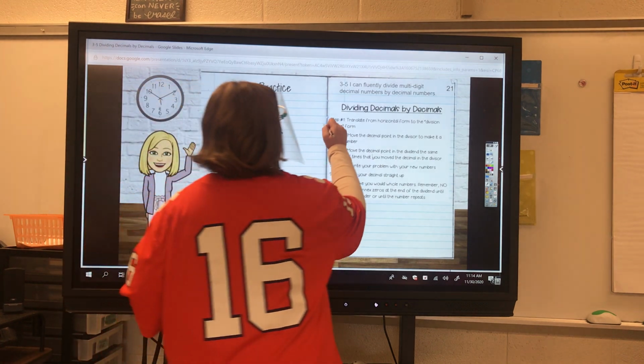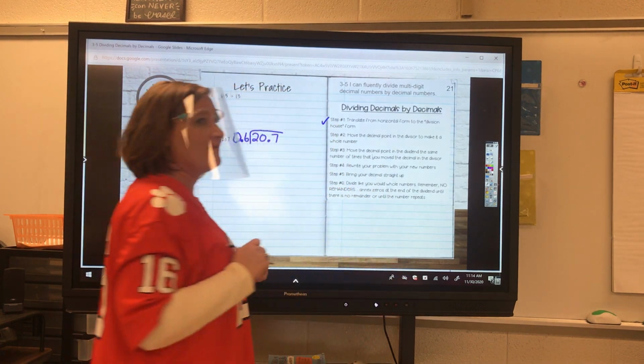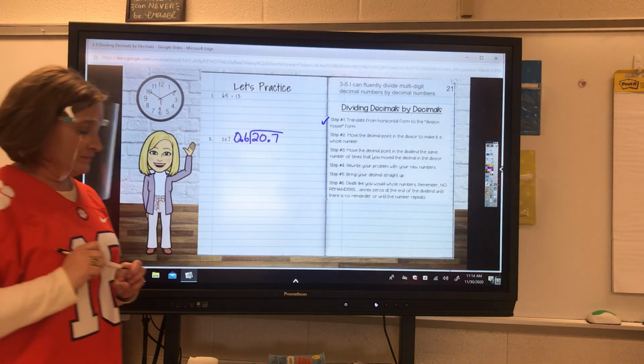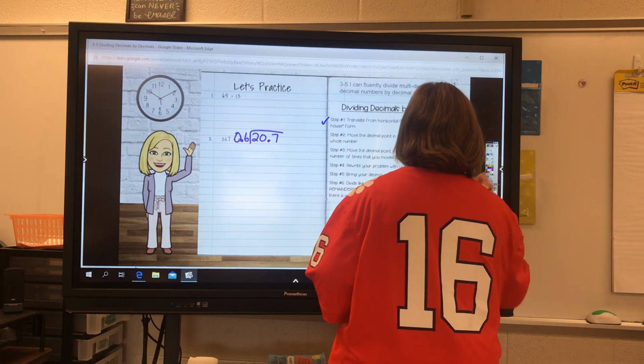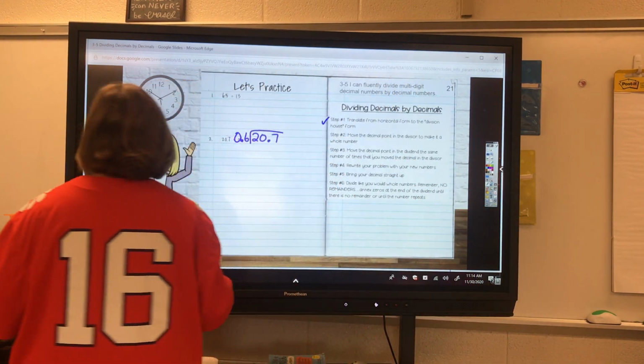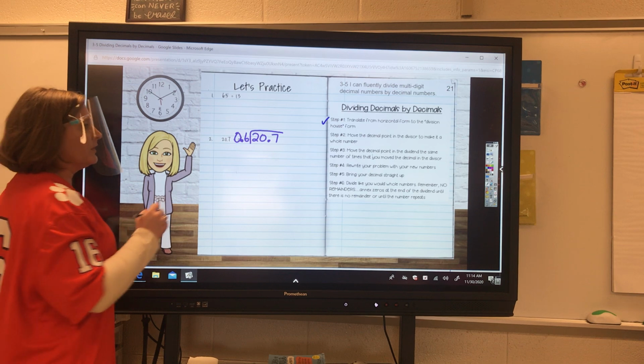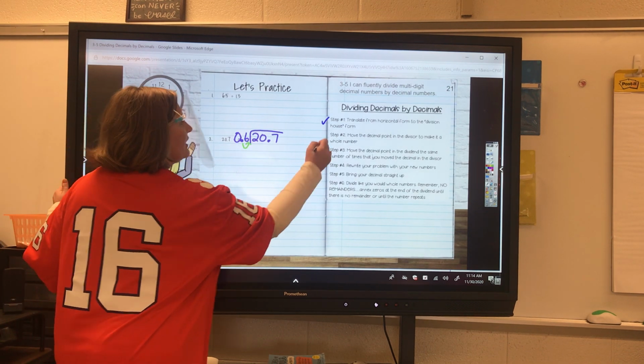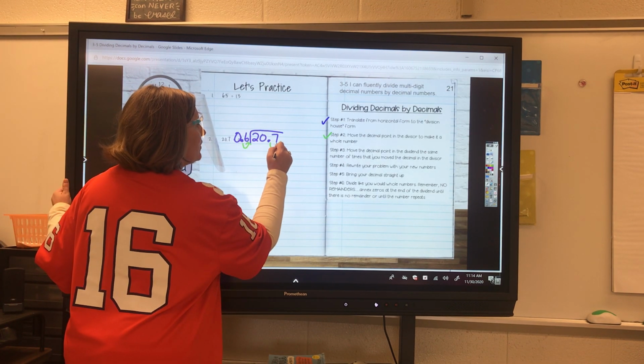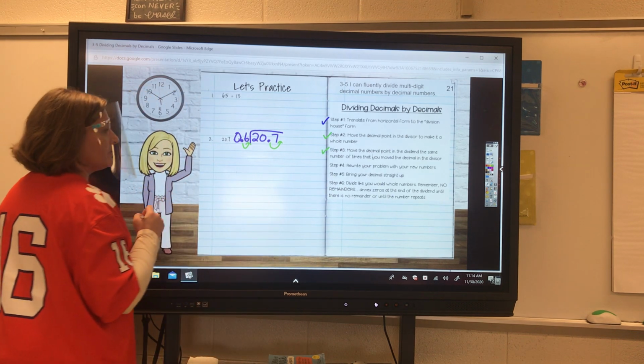So I've done step 1. What does step 2 tell me I have to do? Move the decimal point in the divisor. All right, the divisor's outside the house. How many times do I have to move it? 1. If I do it to the outside, I have to do the same to the inside.